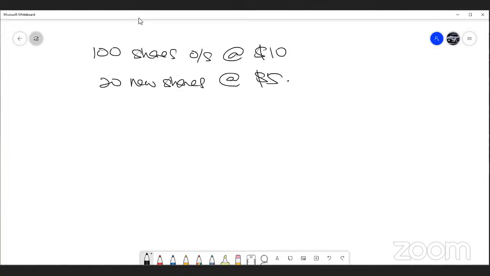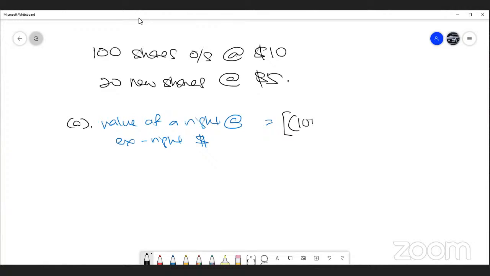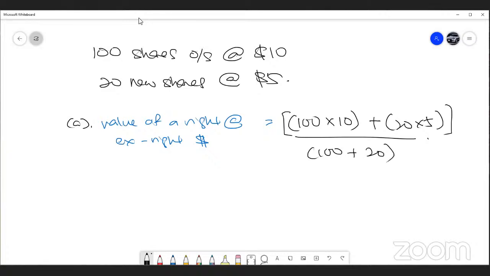So the question asks you now, A, what is the price of each share after the rights issue? This is the same as just now, the value of a right at the ex-rights price. So they want you to show the average value of the shares after the new issuance. The new market value: 100 shares at $10 plus 20 shares at $5, divided by the total number of shares, 100 plus 20. So you get 1,100 divided by 120.